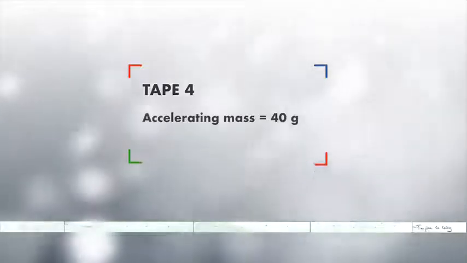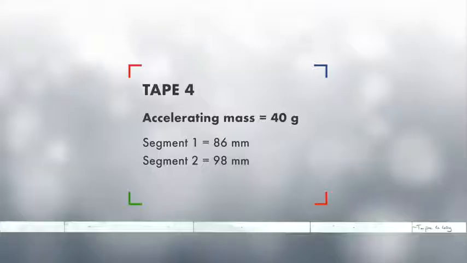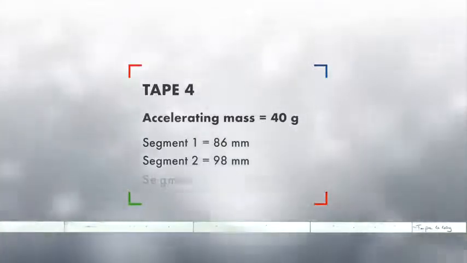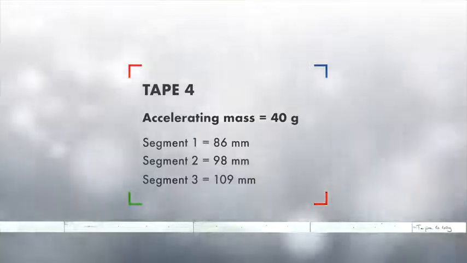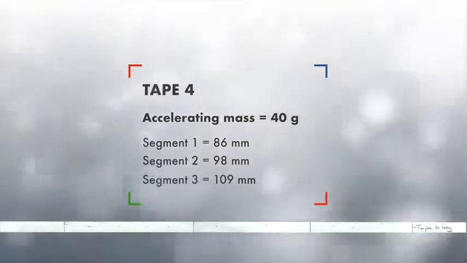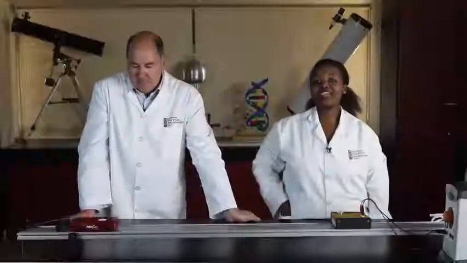The accelerating mass is 40 grams. Segment 1, 86 millimeters. Segment 2, 98 millimeters. Segment 3, 109 millimeters. The last round of the trolley is coming up.